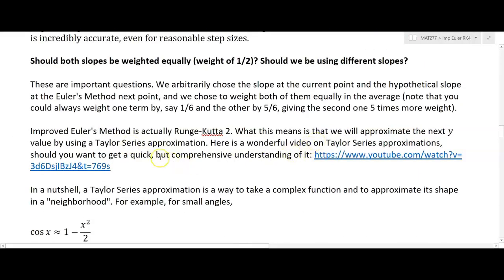So it seemed like we kind of arbitrarily picked the weights and we arbitrarily picked which slopes to use. Hopefully there was some intuition behind that, hey, yeah, let's average things together and let's use a slope at the beginning of the interval and at the end of the interval. So I think there's some intuition in that. But we haven't answered why we weight both of them equally and why we should be using those two particular different slopes. So we're going to be using what's called a Taylor series approximation.